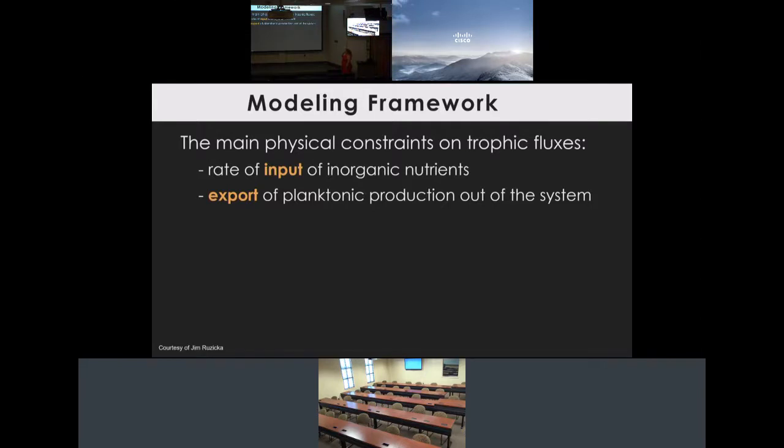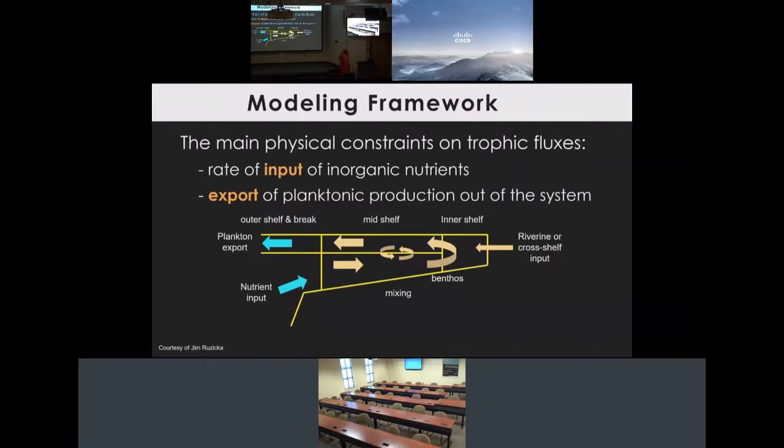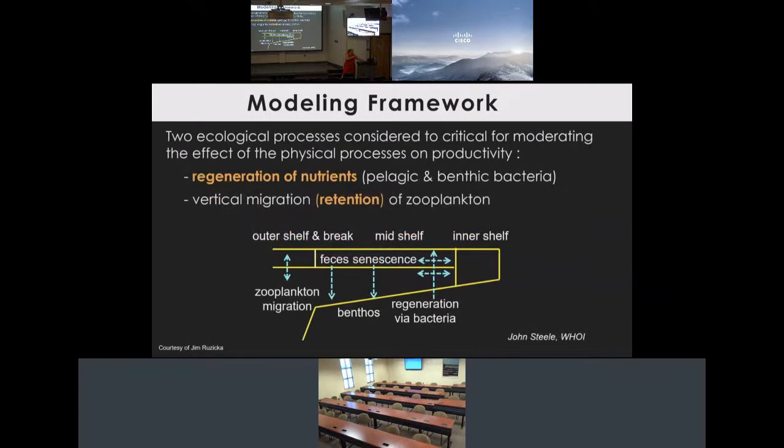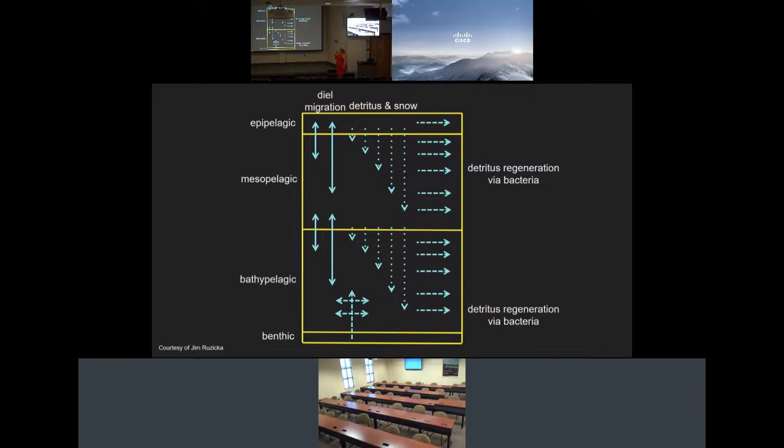What we're using here is a model framework that's already been built for the California shelf, where we have three subdomains. Jim Rusick has already built this, and he looked at domains on the outer shelf, the mid shelf, and near shore, and looking at the movement of energy in between. So what he did is he took this horizontal model essentially, and he flipped it on its side. So we can look at energy movement between our epipelagic, mesopelagic, and bathypelagic subdomains, taking into account nutrient cycling as well as bacterial production.